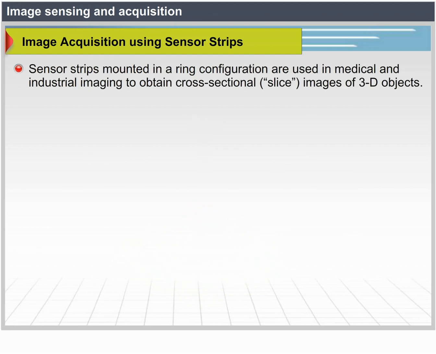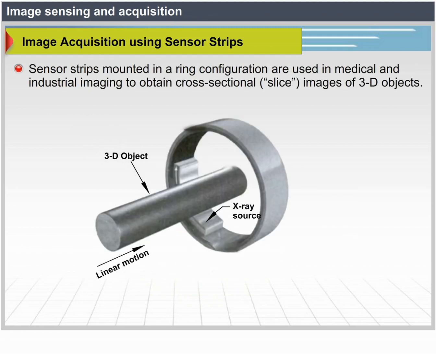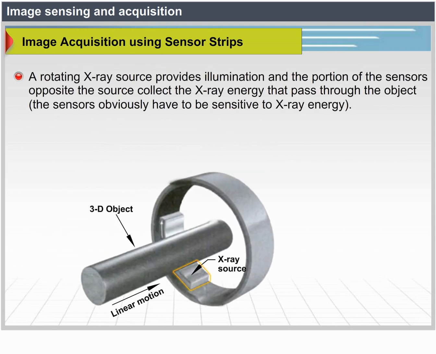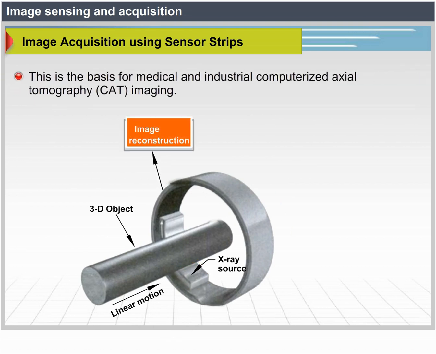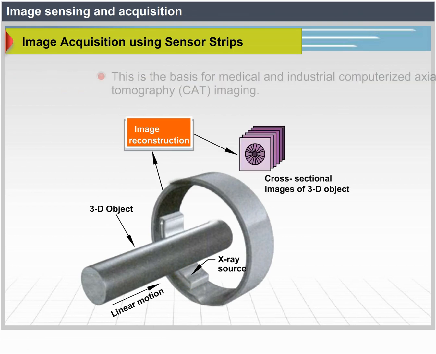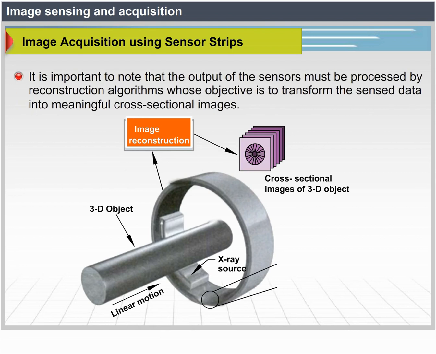Sensor strips mounted in a ring configuration are used in medical and industrial imaging to obtain cross-sectional or slice images of 3D objects. A rotating X-ray source provides illumination, and the portion of the sensors opposite the source collects the X-ray energy that passes through the object. The sensors obviously have to be sensitive to X-ray energy. This is the basis for medical and industrial computerized axial tomography (CAT) imaging. It is important to note that the output of the sensors must be processed by reconstruction algorithms whose objective is to transform the sensed data into meaningful cross-sectional images.